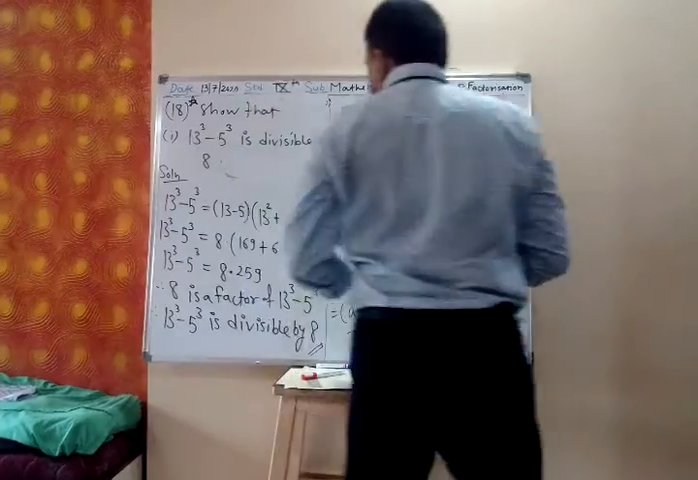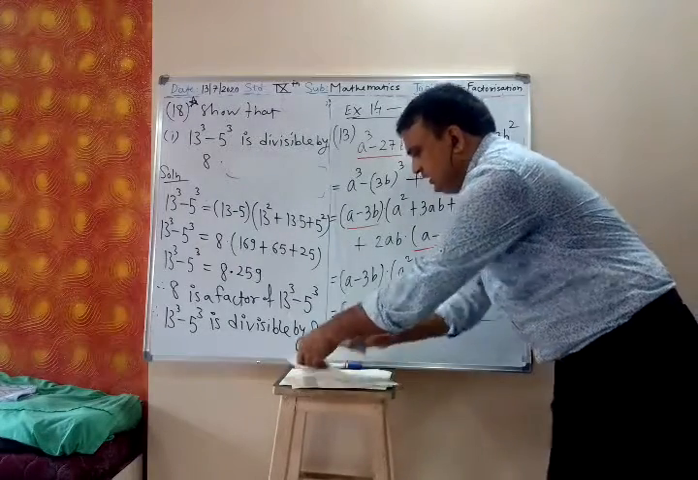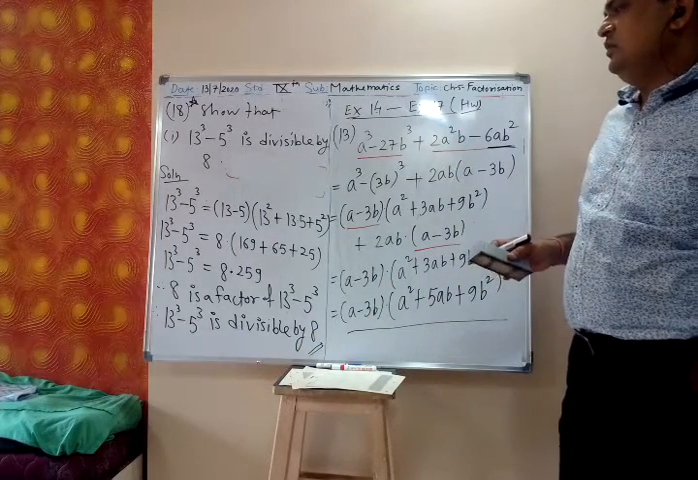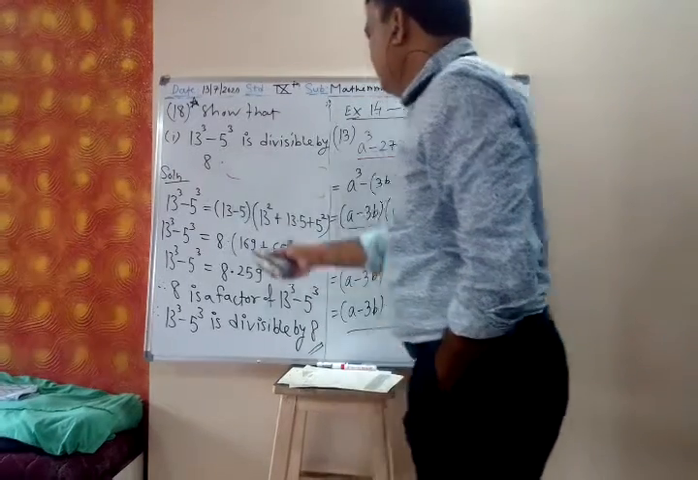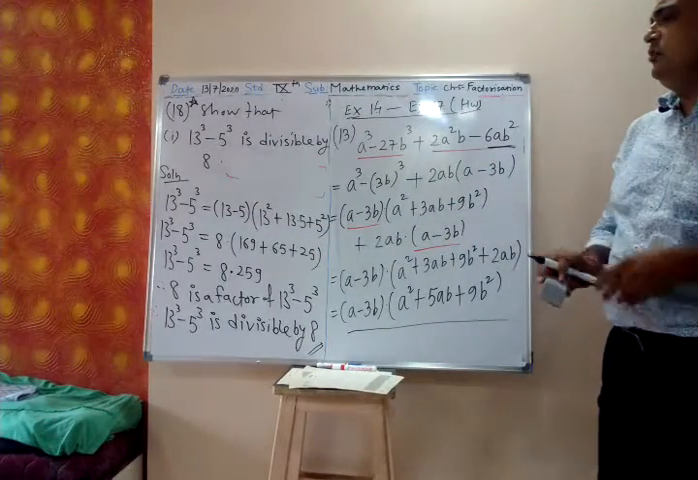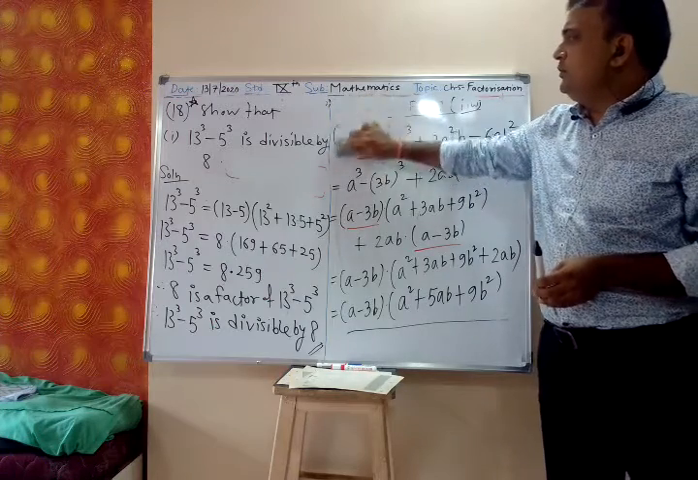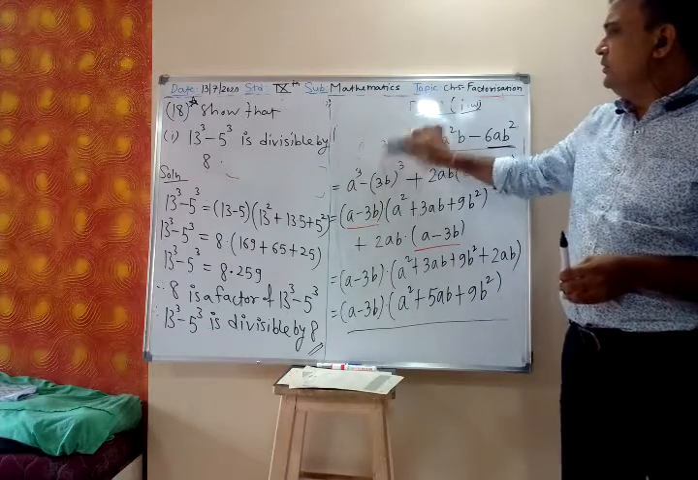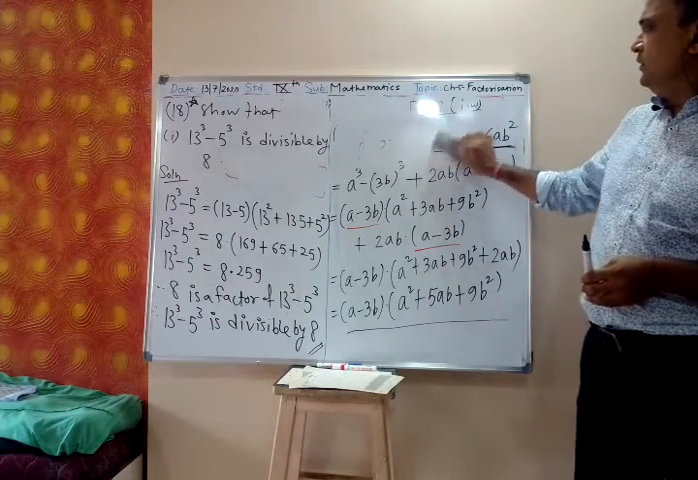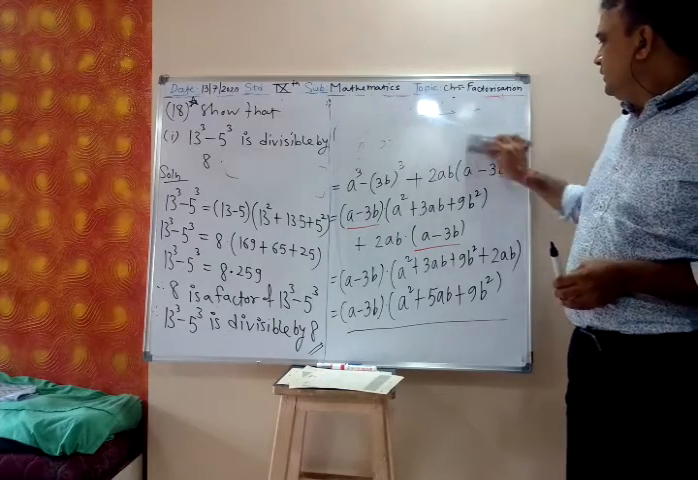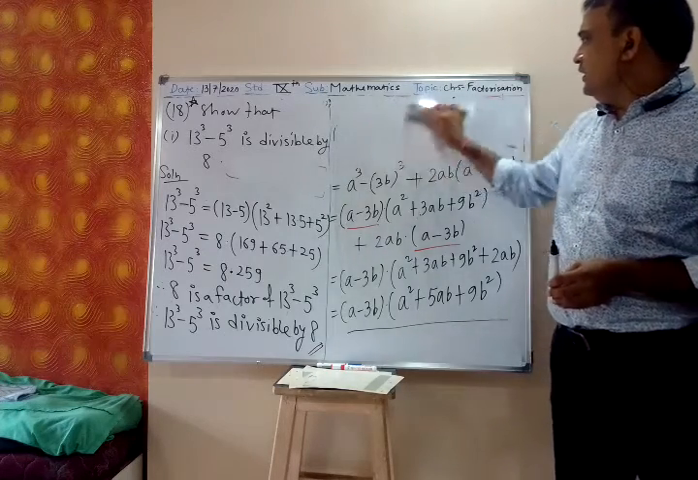This side we are keeping as it is, 13 cube minus 5 cube. We use the formula a cube minus b cube.